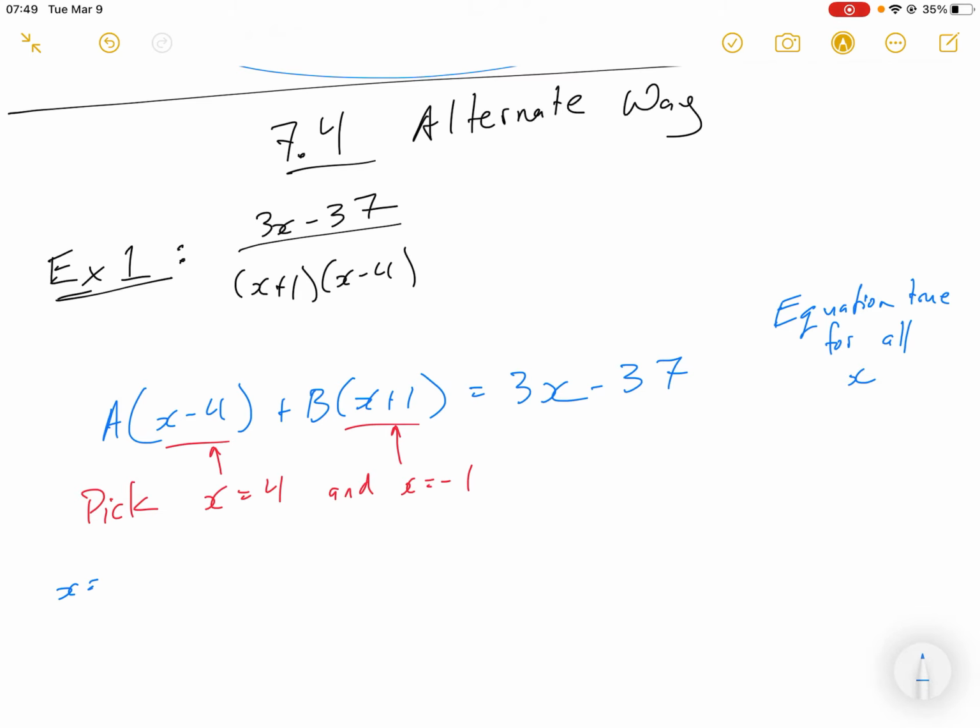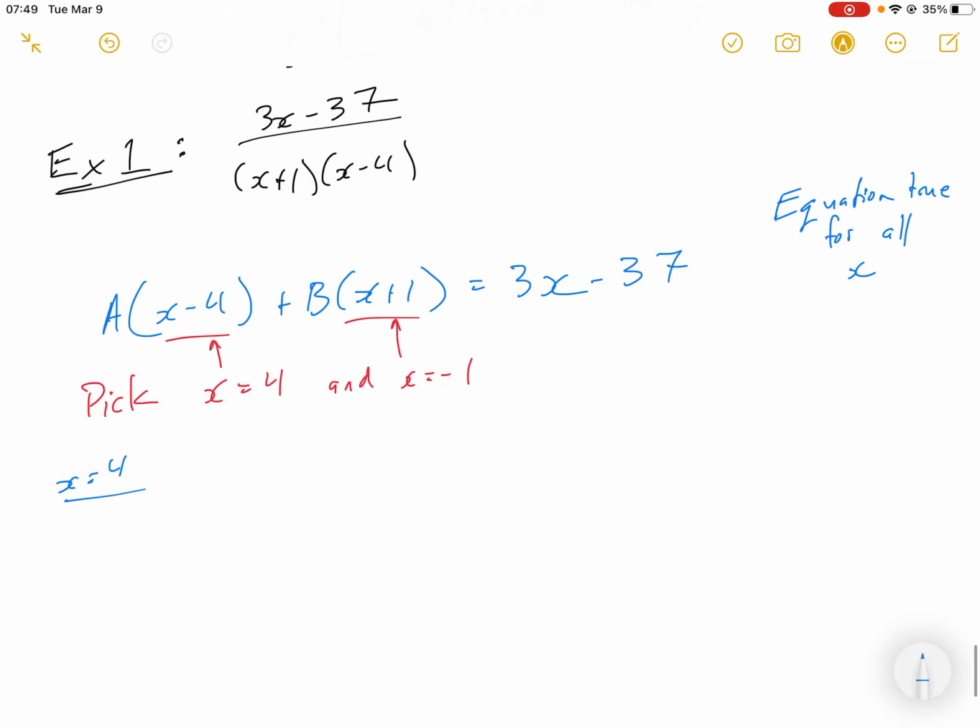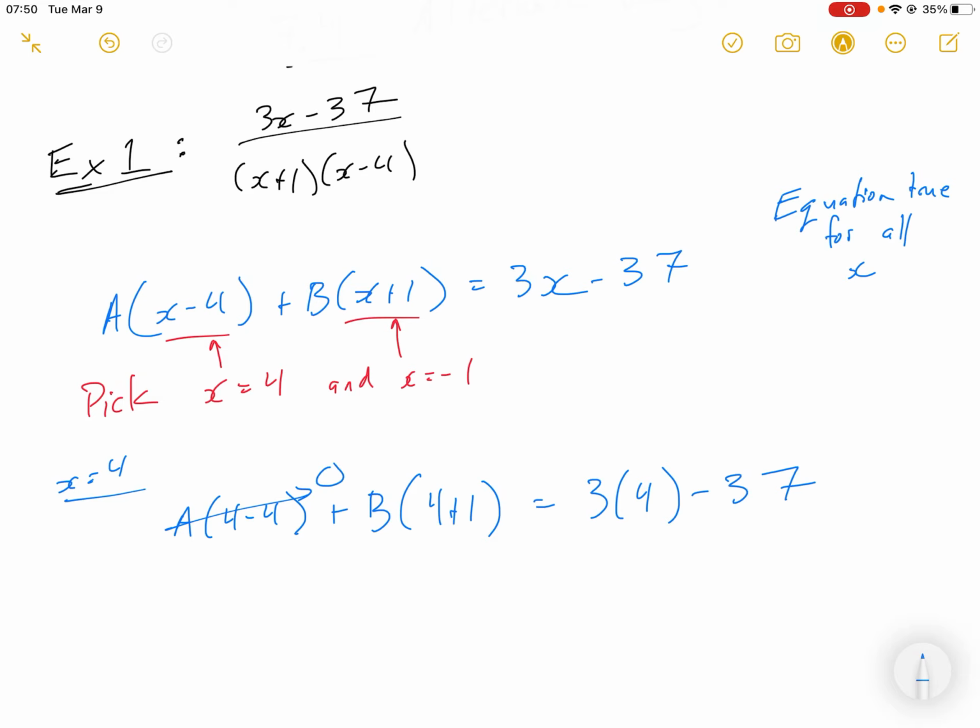So let's start off with x equals 4 and see what happens. I'm going to end up with a times (4 minus 4), which is 0, plus b times (4 plus 1) equals, I also have to put x equals 4 over here. And now what's nice is this is all just going to equal 0, so the a goes away, and I'm left with just an equation in one variable. 4 plus 1 is 5, so I have 5 times b equals, now I do have to do the work on the other side, 12 minus 37, and so then I can just immediately solve for b.